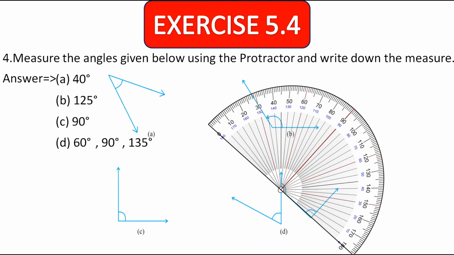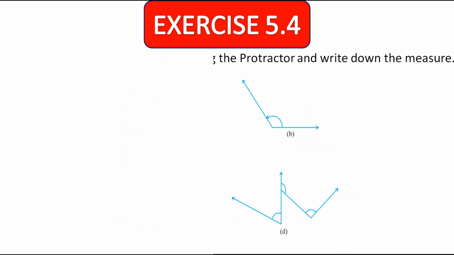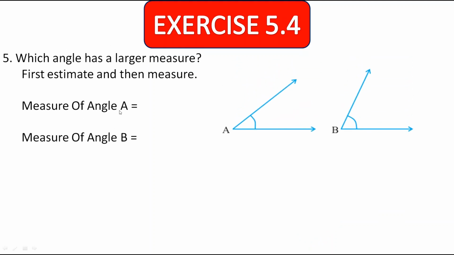Okay, now let's move to the next question, the fifth one. Which angle has a larger measure? From these two, which angle has a larger measure? First estimate and then measure. So here how are you going to estimate? See, if the distance between the two rays is greater, then the measure of that angle is greater. So here the space in A is less than this one, so the angle B will be greater. So angle B is larger than angle A.